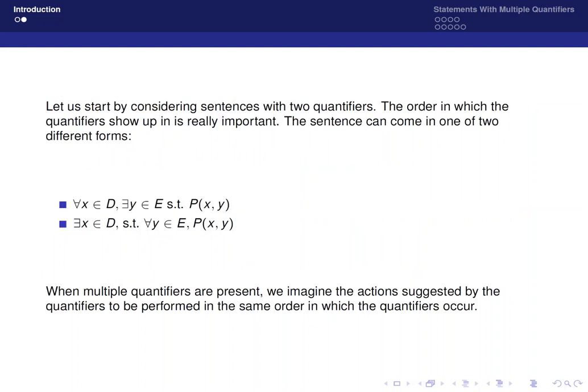Now, the order does matter. There are times when you're going to have the universal first and the existential after, and there are times when you're going to have the existential first and the universal after. Each one of those will have a different meaning in real life, and each one of those has to be proven or disproven in a specific way.